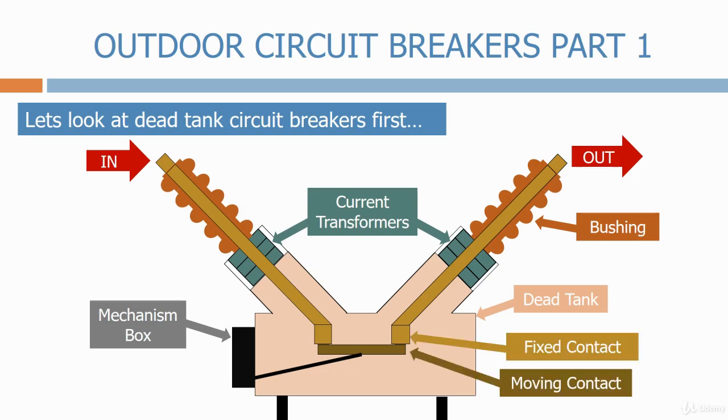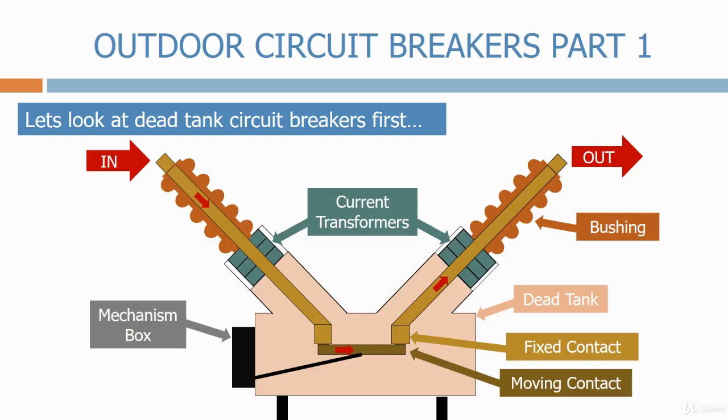Next we have the fixed contact and the moving contact. These are what fulfill the main purpose of the circuit breaker, which is to disconnect the electrical supply both during normal and fault conditions. At the moment, the circuit breaker is shown in the closed position. The current flows down one bushing, through the circuit breaker contacts, and back out through the other bushing.